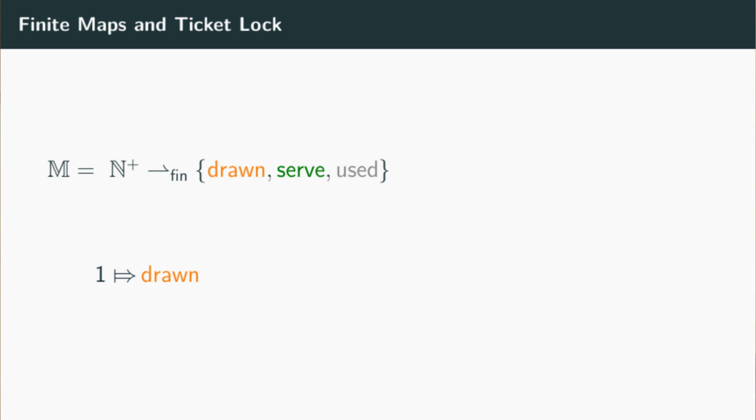The PCM represents ticket lock as follows. Given a ticket, say 1, is drawn from dispenser and the thread is waiting to be called on the display to go to the counter. The next ticket may be drawn, that is ticket 2, which is also waiting. This situation can freely repeat.